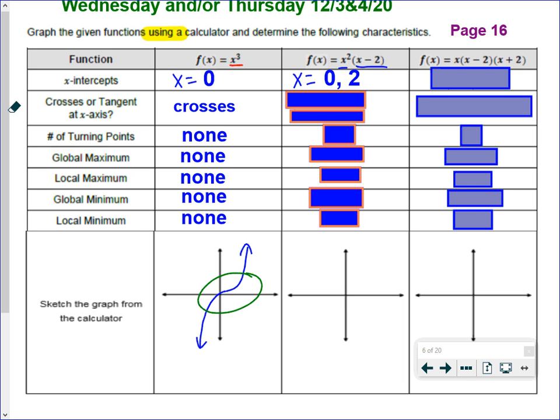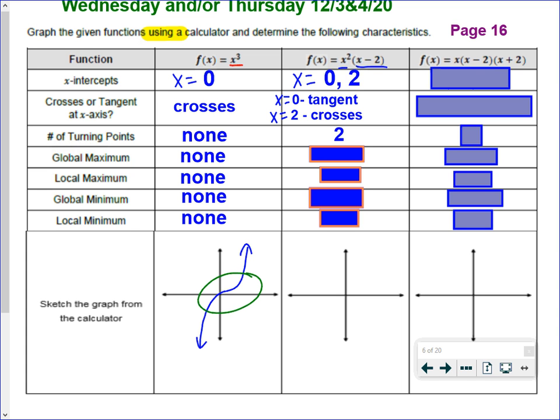Does it cross or is it tangent? When x is equal to 0, it's tangent. When x is equal to 2, it crosses. How many turning points do we have? We have 2 turning points.